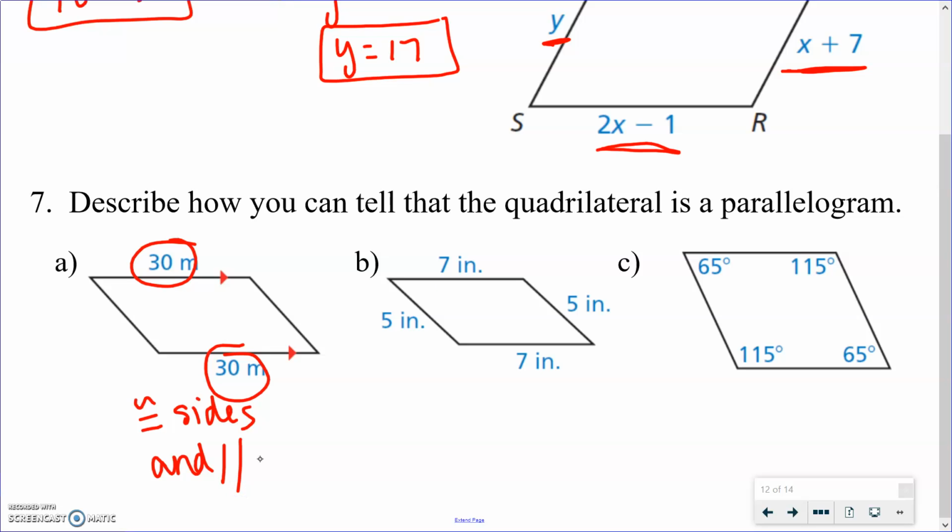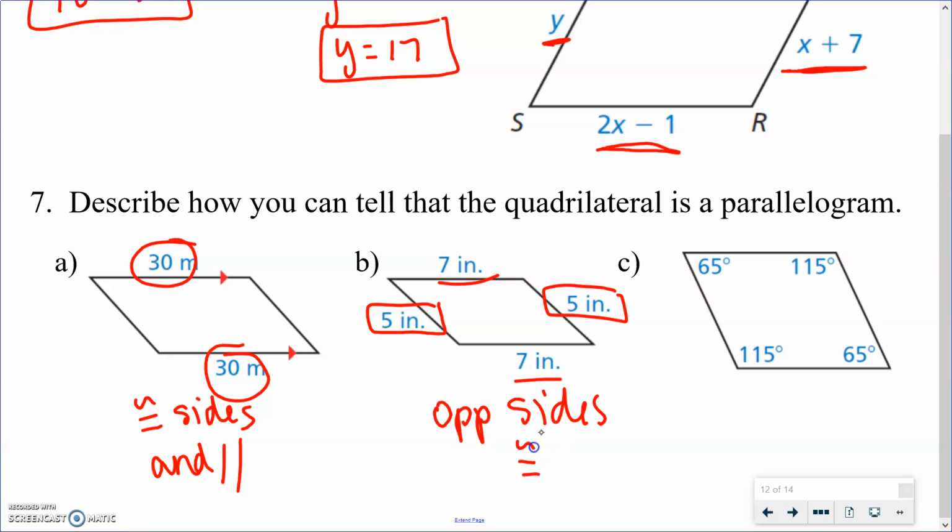This one, I'm not told that they're parallel. I'm just told that the opposite sides are equal, okay, on both directions. And so we know opposite sides are congruent. Two sets of opposite sides are congruent. So I know that that is a parallelogram, okay?